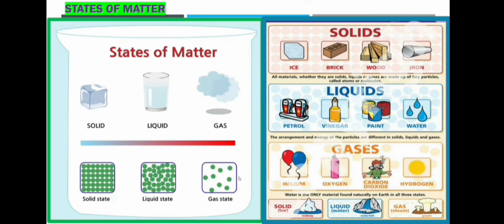Air is a mixture of gases. The air in gaseous state is filled in balloons, footballs, tires of cars, bicycles, buses, etc. And a few examples of gases are helium, oxygen, carbon dioxide, hydrogen, etc.